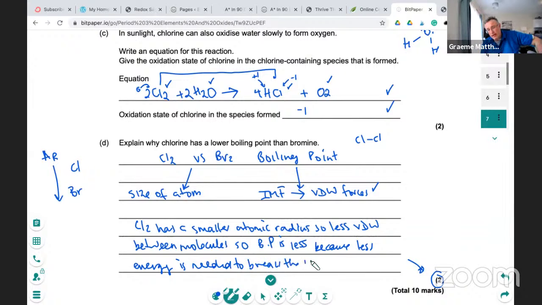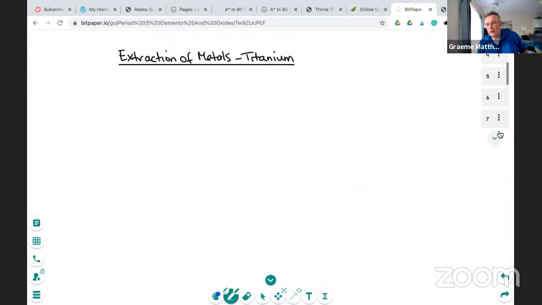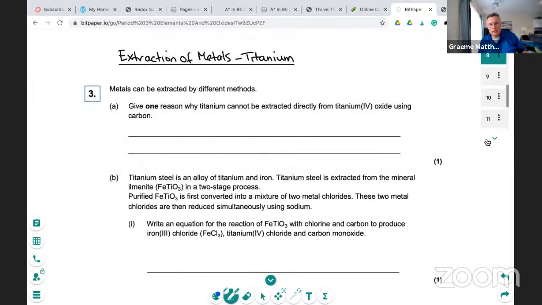To break the IMFs, all right? So you kind of went on a deep dive on that one, but there you are. All right then, so hold on, move video link. Okay, so, oh yeah, the extraction.